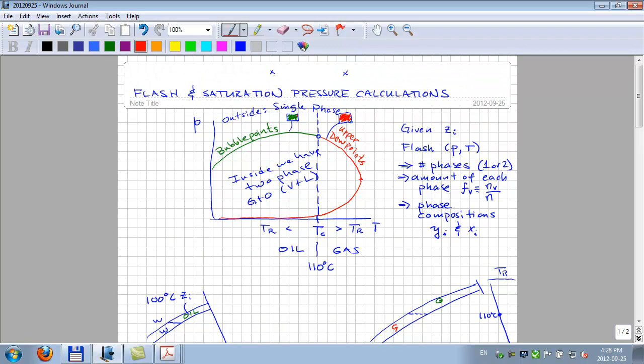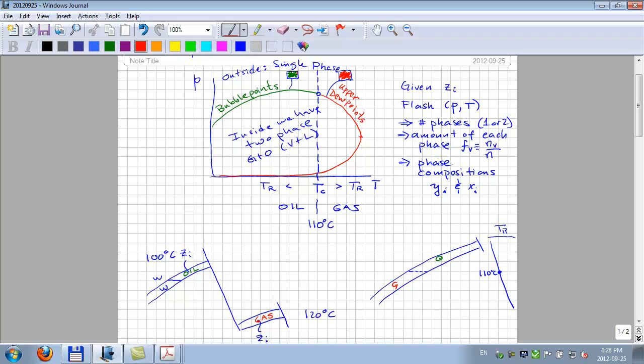Okay, now what we're going to do today is calculations inside and along the phase envelope. Okay? Inside and along the phase envelope. We're going to do phase equilibrium calculations. That means that we've got two phases, and we're going to look for the amounts and the compositions. Okay? So that's the game plan.